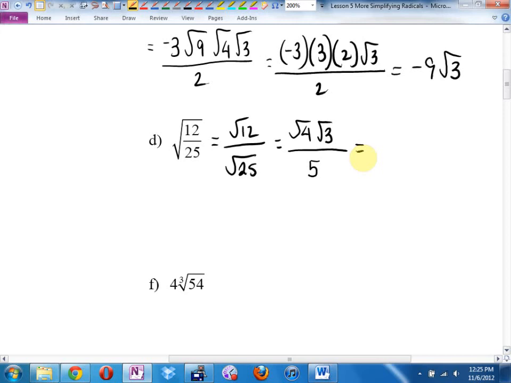What's the top simplify to? 2 root 3. And the bottom is just plain old 5. It's 2 root 3 over 5. So if they give me a fraction inside the radical, I'm not going to panic. Instead, I'm going to go square root of the top divided by square root of the bottom.